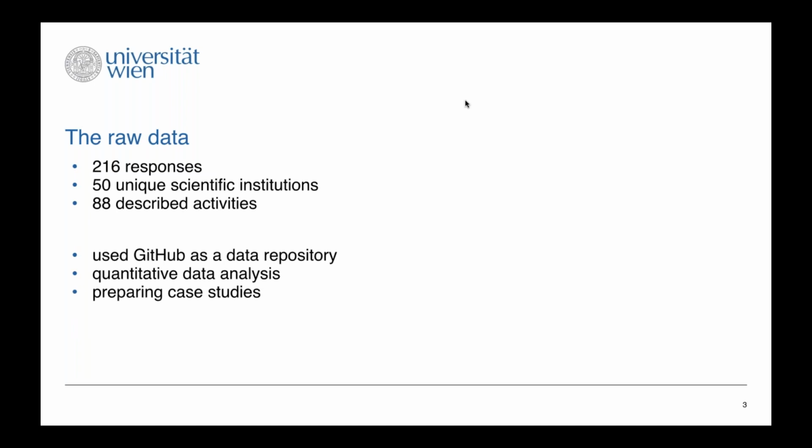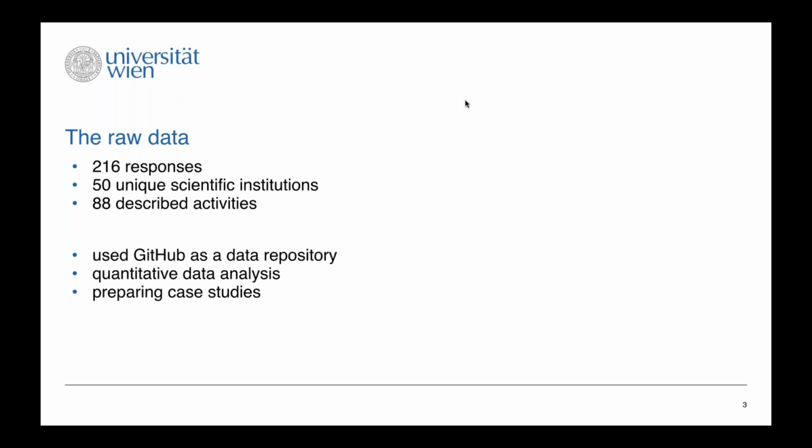So, going to the raw data, we had 260 responses, which was quite a lot. From these 260 responses, we have 50 unique scientific institutions. So we also saw that from some of our institutions we got more than one feedback. And in the whole survey, there were 88 described activities. So there was quite a lot of data, and it was really challenging to go through the whole data and to make the analysis and break it down, because the responses were very diverse. Also, the approaches were very diverse.